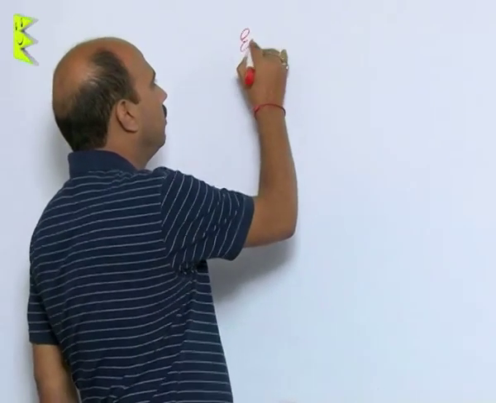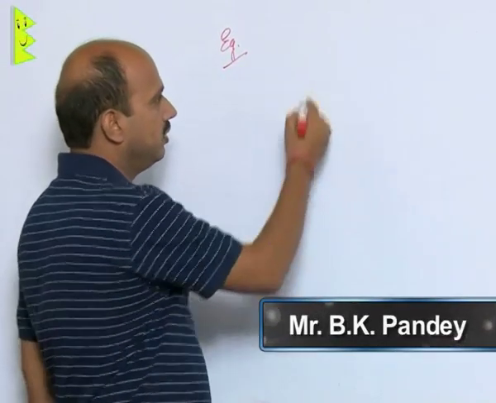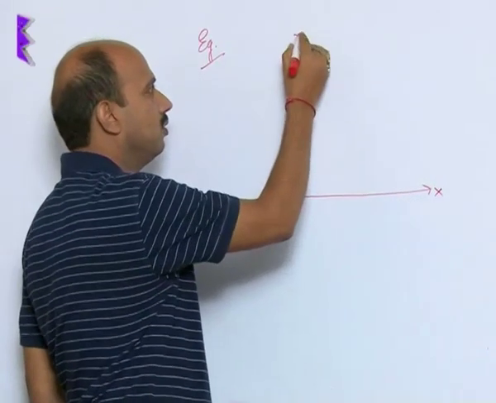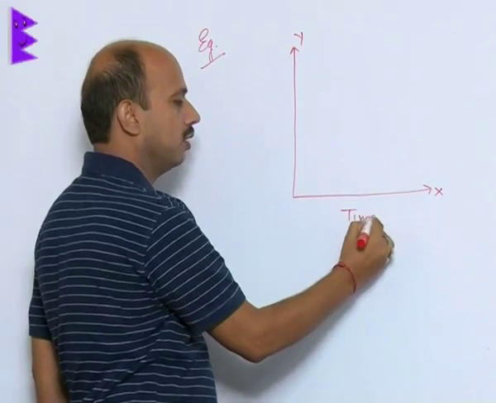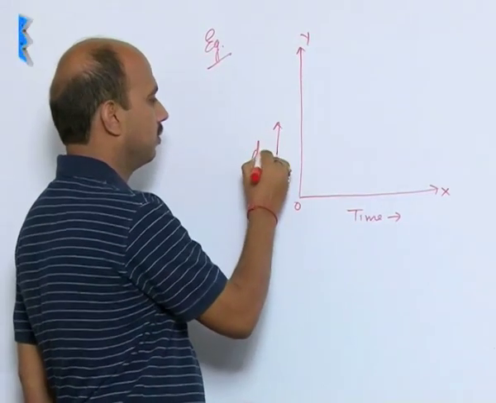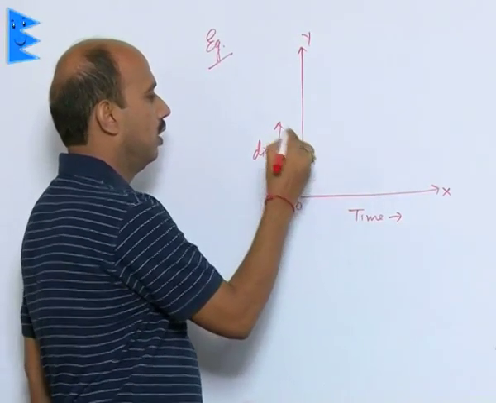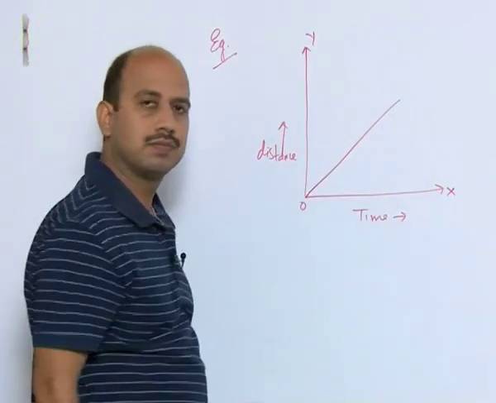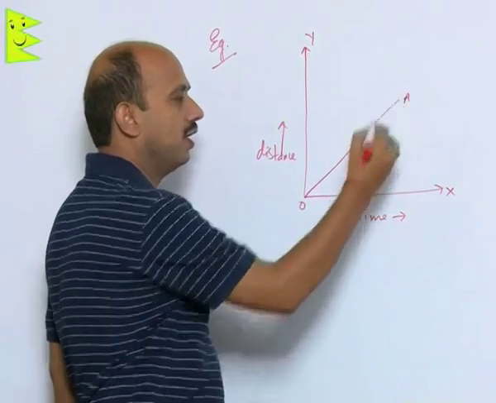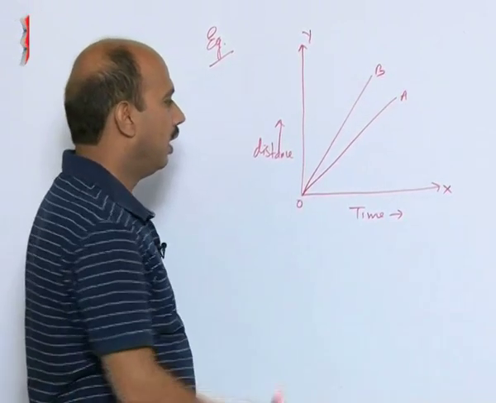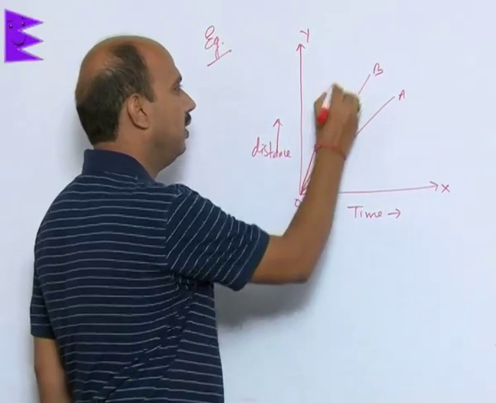Now, take another example. In this example, I have taken a distance time graph. See here, this is the x axis, this is the y axis. Here I am taking time t, and here this is the origin, and here we have taken distance. Now, if you have taken three graphs like this, one is like this, we can refer to it as graph A, another is like this, graph B, and another we can take here as graph C.